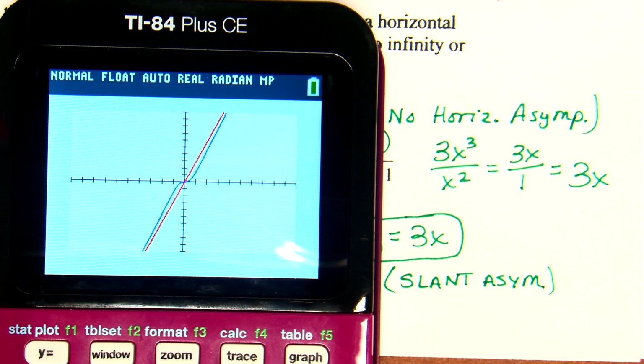So in end behavior, you're looking for the horizontal asymptotes. What's it doing? The only difference is if there is a bigger power on top, there is still end behavior.